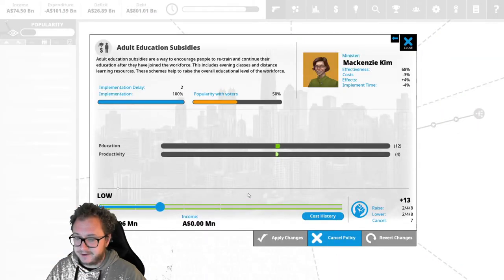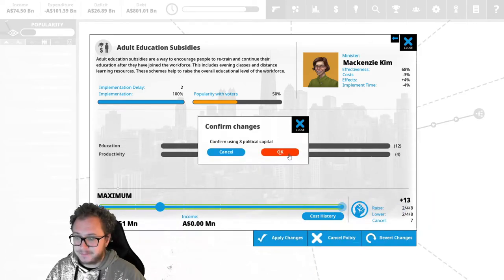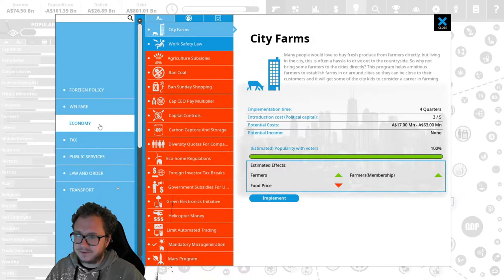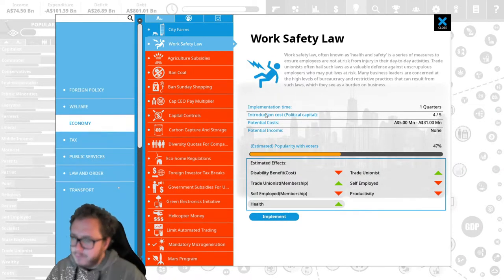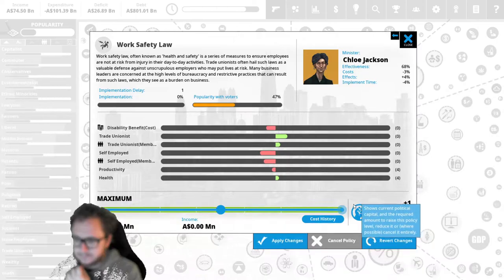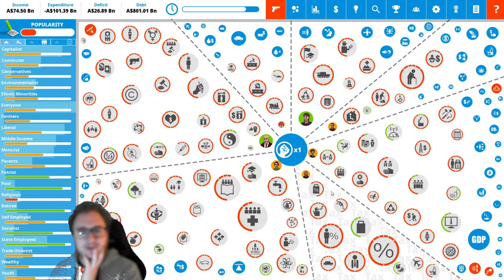Ah, there it is. Adult education subsidies up to the very maximum, and then we can look at, see, we have work safety laws in this country and they are very high as well. You see, that's, well, first things first, Australia is clearly not set up the way it's meant to be within this game.